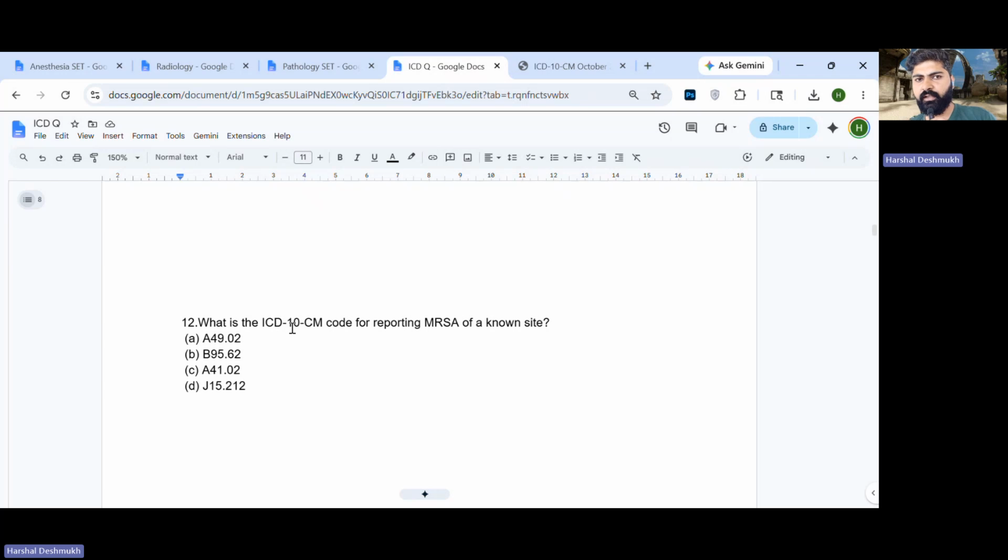What is the ICD-10-CM code for reporting MRSA of a known site? If you don't know what MRSA is, it's methicillin-resistant Staphylococcus aureus. That's a bacteria that's resistant to methicillin, which is why it is termed MRSA.